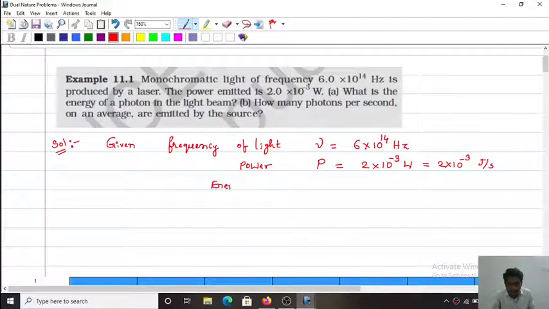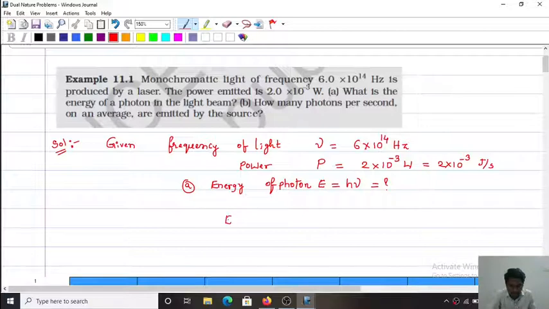Energy of a photon: according to Max Planck's quantum theory, energy of a photon is quantized and the energy of one photon is equal to h nu. So this is the first question we need to answer. What is the energy of a photon? This is what we need to find.